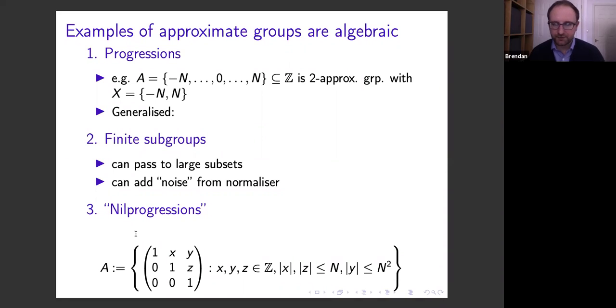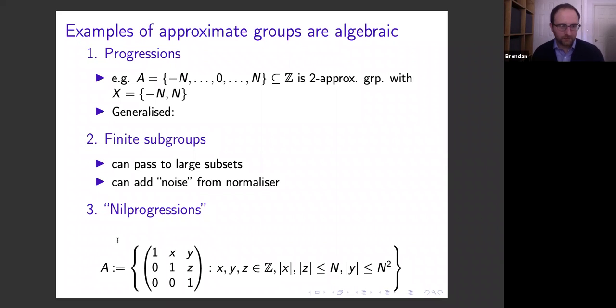Say we'll take entries in the reals, and the set A here. You can verify pretty easily that it has small tripling, and so it wouldn't be hard to make an approximate group from it. This is an example that's essentially different from the previous two. It's sort of like a non-Abelian analog of a progression.